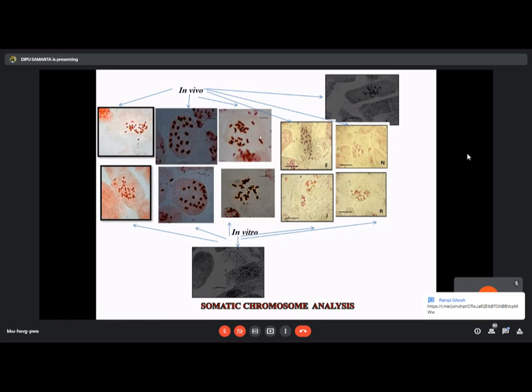These black and white figures are the chromosome study from Bacopa, and these two are the chromosome study from different species of Mentha, in vitro and in vivo. In all cases I have found genetic stability, because the chromosome number, karyotype formula, karyotype and chromosome morphology remain the same, which indicates genetic stability at the chromosomal level.